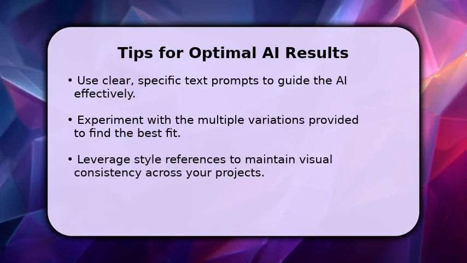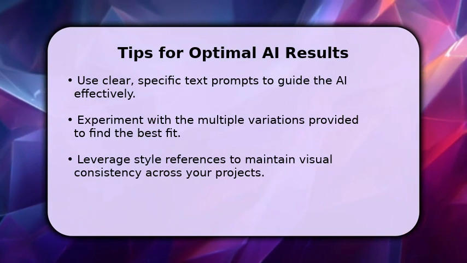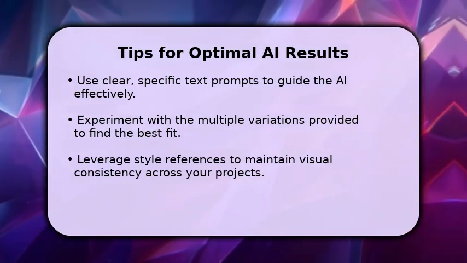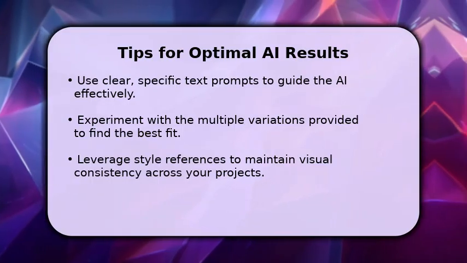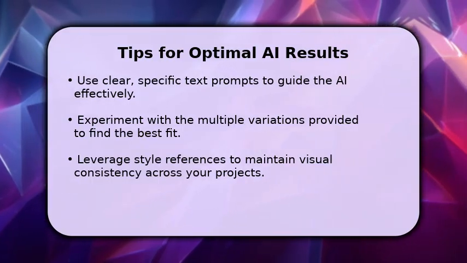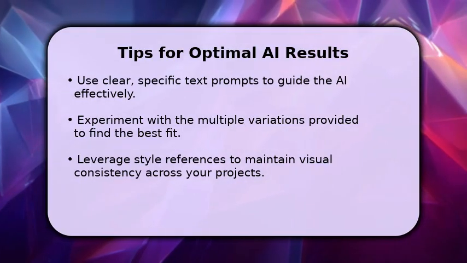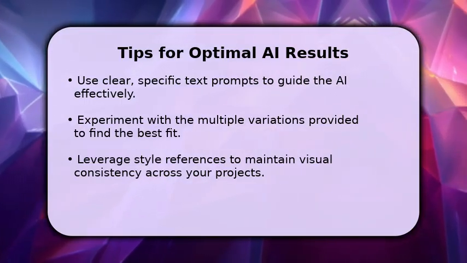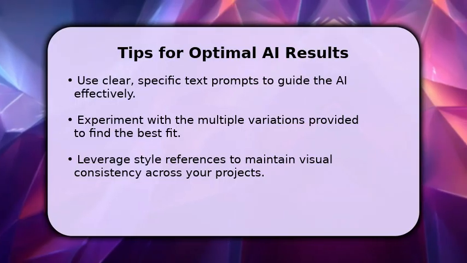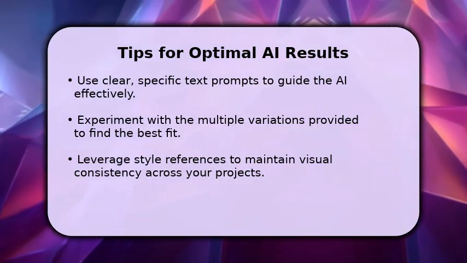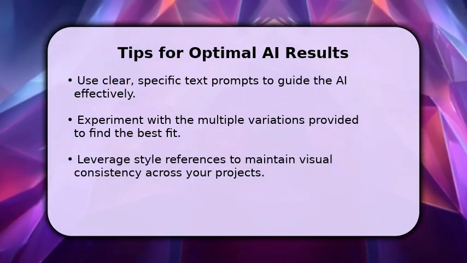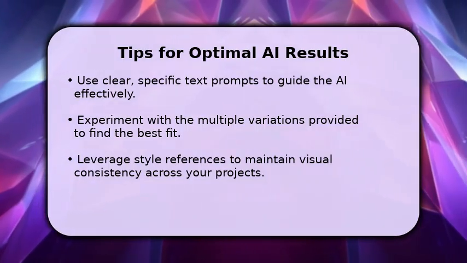To get the best results from Adobe Generative AI, remember a few key tips. Always use clear and specific text prompts. The more descriptive you are, the better the outcome. The AI often provides 3 or more variations, so take time to explore these options. Additionally, you can use style references, like an existing image, to ensure your new generations match a particular aesthetic. Practice and experimentation will help you master these powerful creative tools.